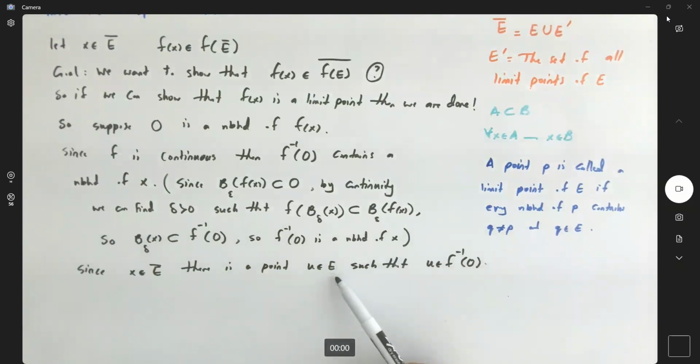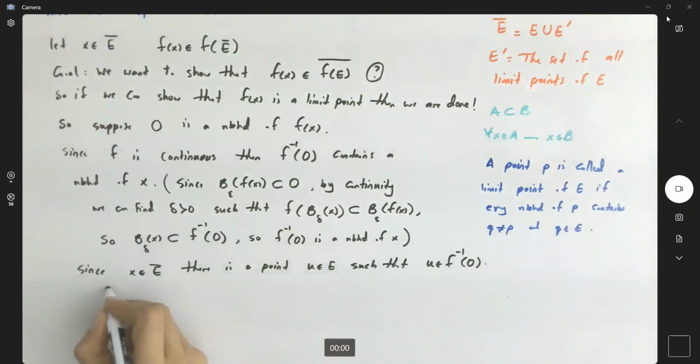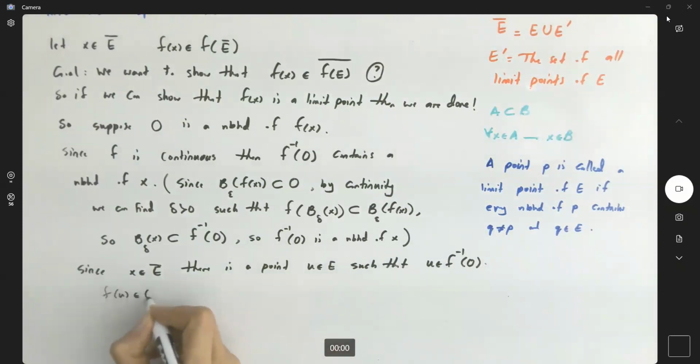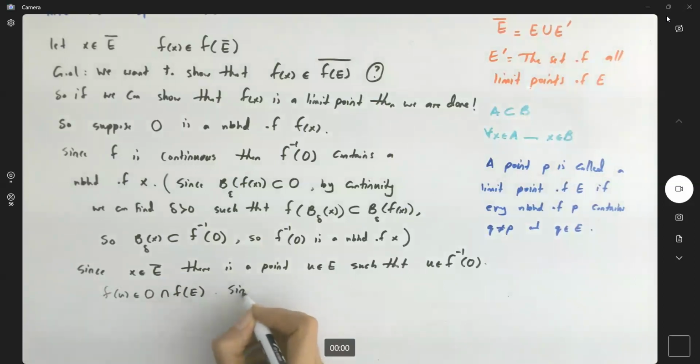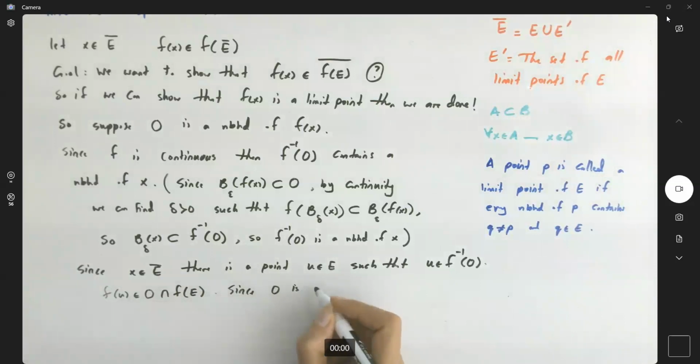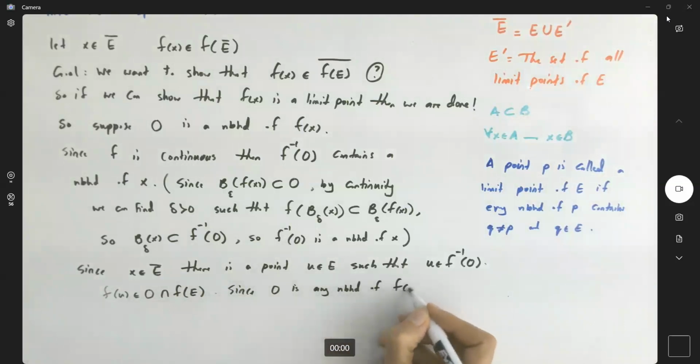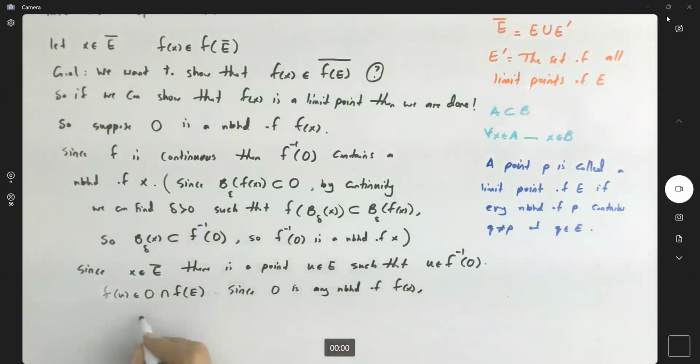So what does it tell us? It tells us, well, f of u belongs to O, also belongs to f of E, belongs to the intersection. Since O is any neighborhood of f of x, therefore we can conclude that f of x belongs to the closure of f of E.